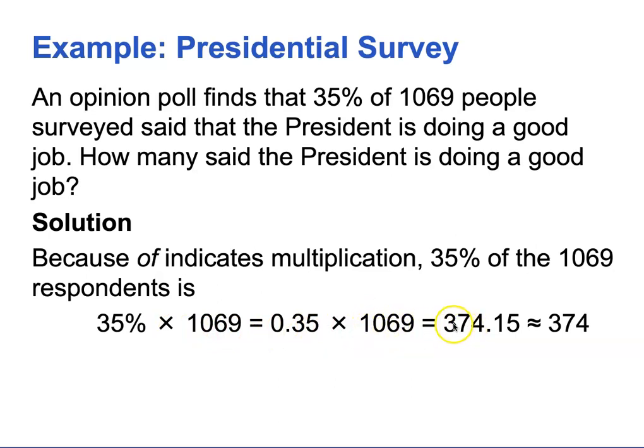So approximately you're going to get 374.15. So we're talking about people. You can't have a 0.15 people. So we're going to round it approximately 374.